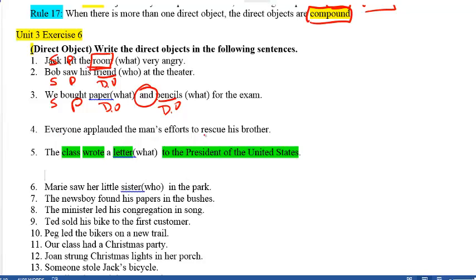Everyone applauded the man's efforts to rescue his brother. Everyone is the subject, applauded is the predicate. Efforts answers what, so this is our direct object. Last one, the class wrote a letter to the President of the United States. Class is the subject, wrote is the predicate, letter answers what, so this is the direct object.